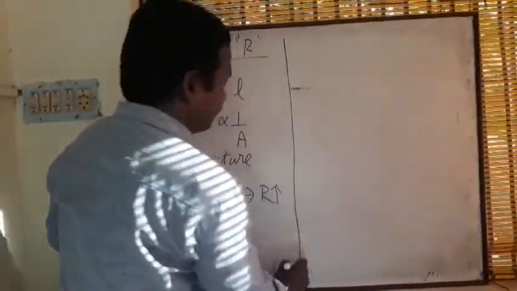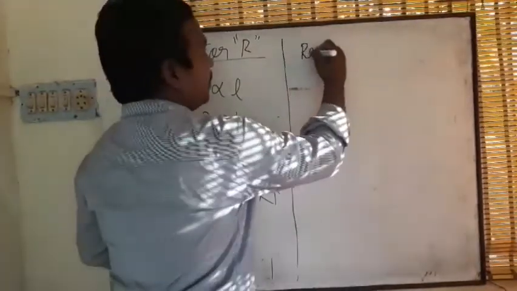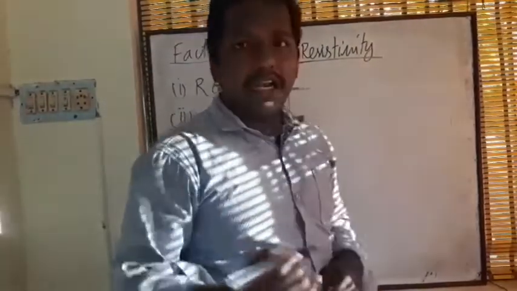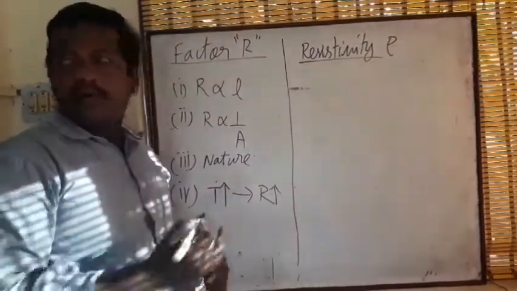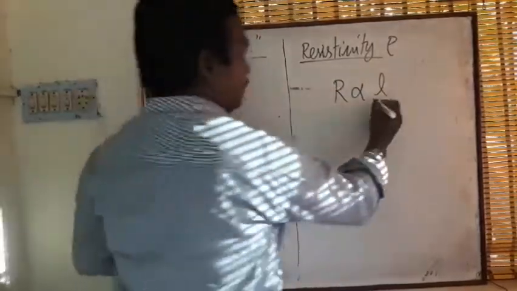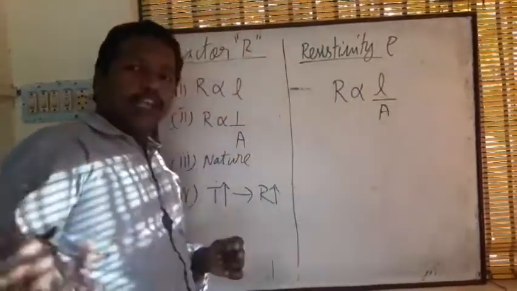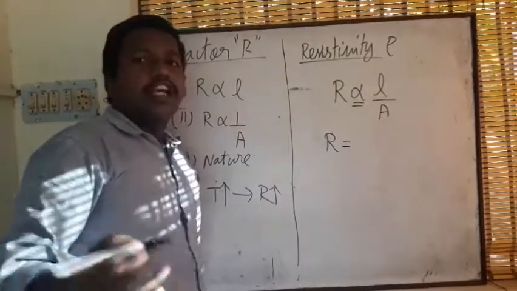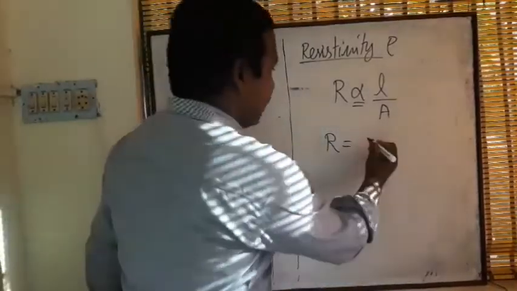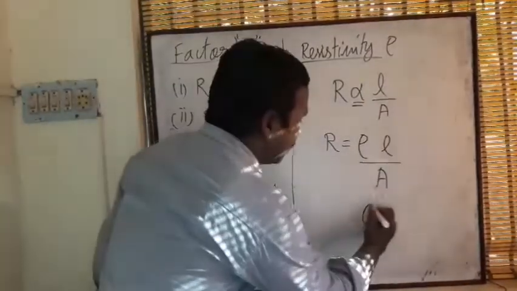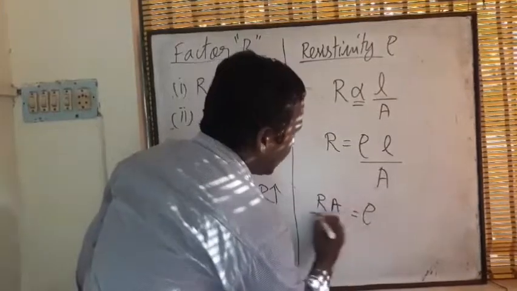Now we will see resistivity. Resistivity is simply called rho; rho is the symbol. I am going to derive how the resistivity formula is derived. R is directly proportional to L and inversely proportional to A. When removing the proportionality sign, we include a constant. Here the constant is called resistivity, with symbol rho, so R equals rho L by A. So rho is equal to R A by L.